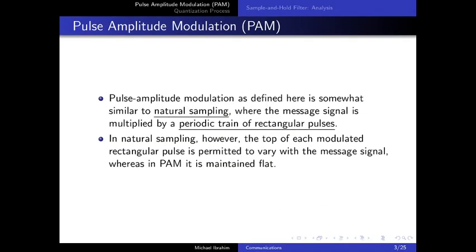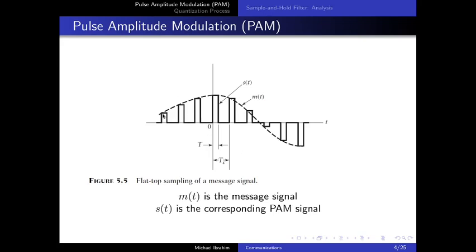So going back here, in natural sampling, the top of each modulated rectangular pulse is permitted to vary with the message, whereas in the PAM it's maintained flat. As we can see in this figure, the dotted curve here is the message m of t, and again we're taking the sample value at instant 0 and keeping it flat for the duration of the pulse. Here at TS we're taking the sample at TS and keeping it flat, holding it for the duration of the pulse, and so on. This is the pulse amplitude modulation, the PAM signal.